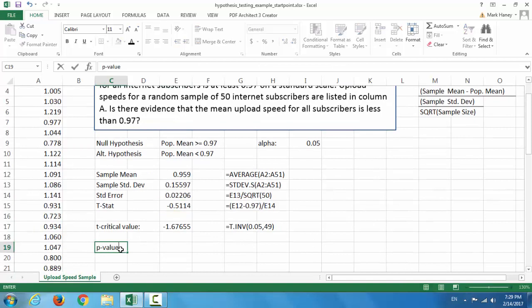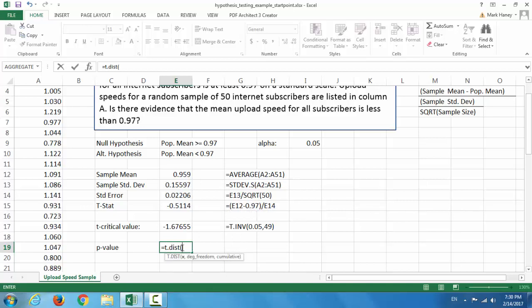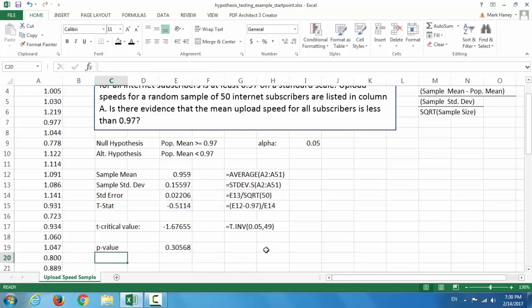So our p-value is equal to the probability of being less than the t statistic. So t.dist, the t statistic, comma, 49 degrees of freedom, comma, true. So this is just like the norm.dist function that we learned before, except for now we give it a degrees of freedom instead of a mean and standard deviation.